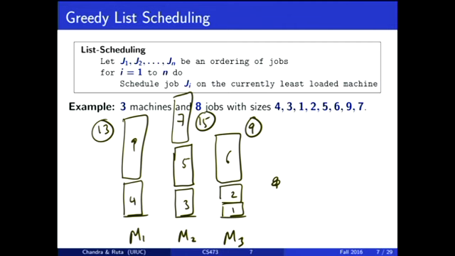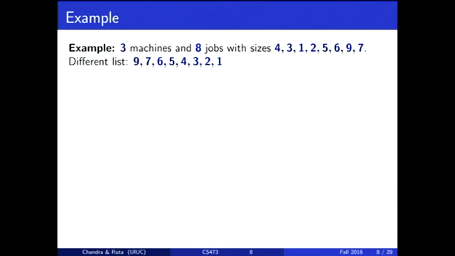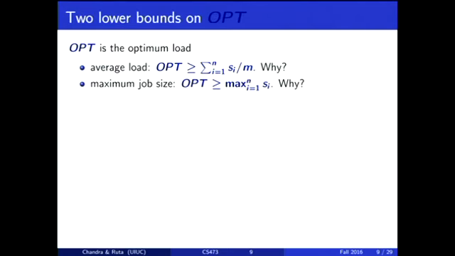Yeah, also the largest job. If there's a very big job, then that's also a lower bound. If you have one big job and nothing else, clearly you can't do better than that. So the two natural lower bounds are the average load, that is, the optimum schedule length has to be at least the sum of the job sizes divided by m, and the maximum job size. Okay, now we know these lower bounds.